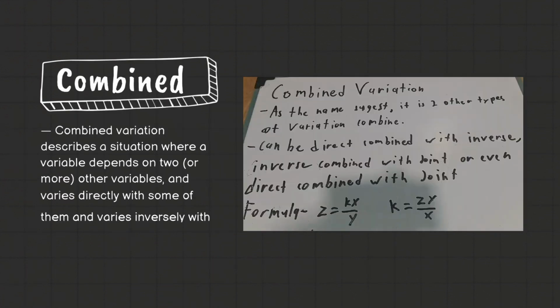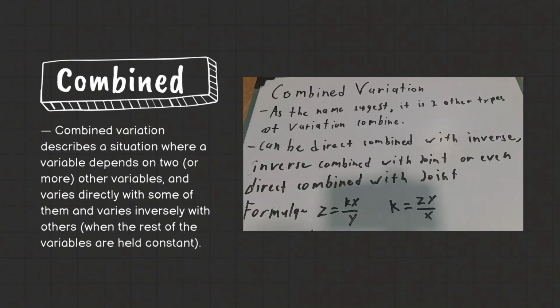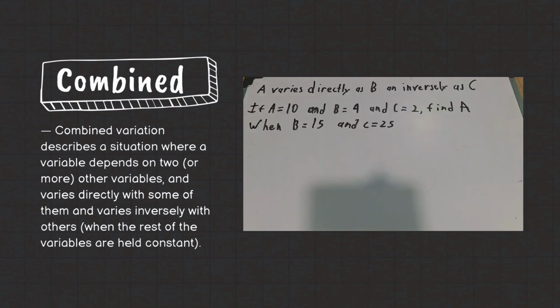Ang huling type ng variation ay ang combined variation. Tulad nga ng pangalan, ito ang dalawang pinagsamang uri ng variation. Pwedeng maging direct pinagsama sa inverse, inverse pinagsama sa joint, o kaya direct pinagsama sa joint. Ang formula nito ay z is equal to kx over y, kung saan ang k ang constant term. At para mahanap naman ang constant term, ang shortcut ay k is equal to zy over x.